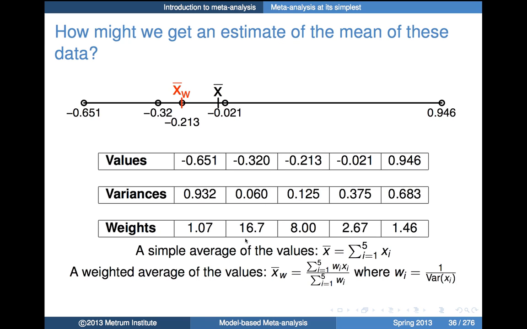In this context where the variances are differing, this is a more efficient estimator in the sense that the standard error of this estimator would be smaller than the standard error of that simple mean estimate.